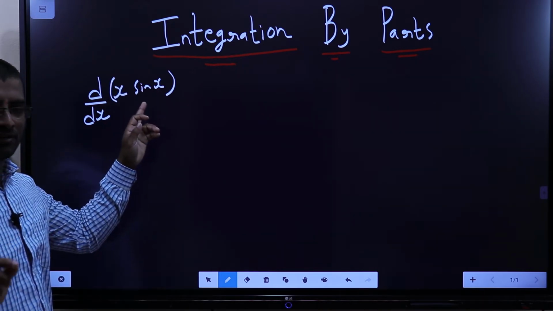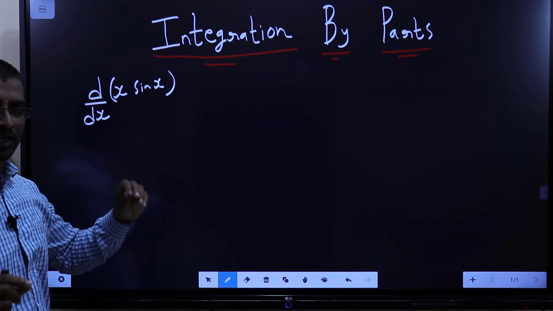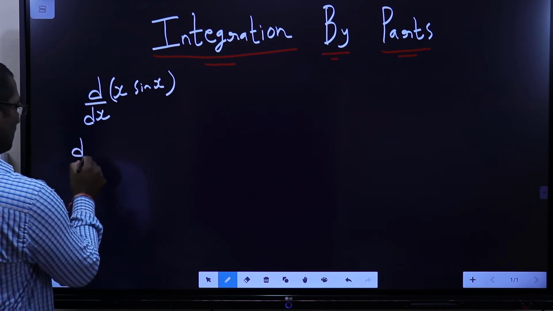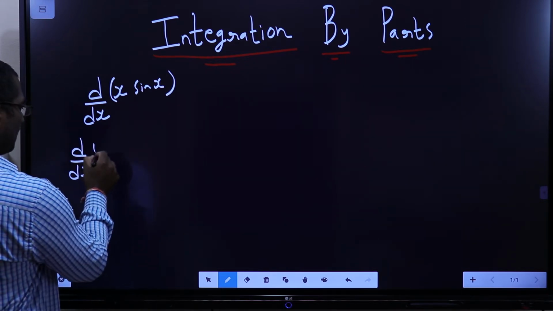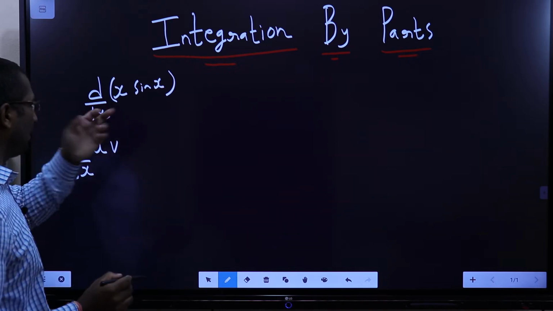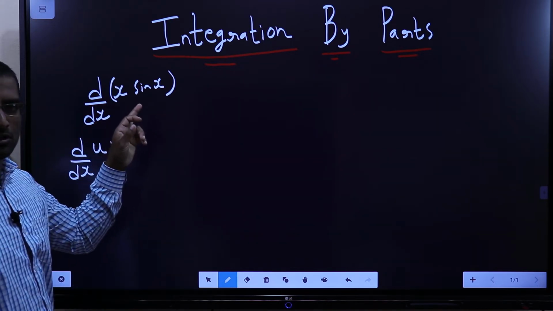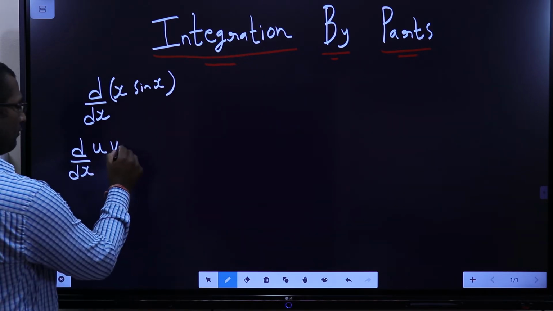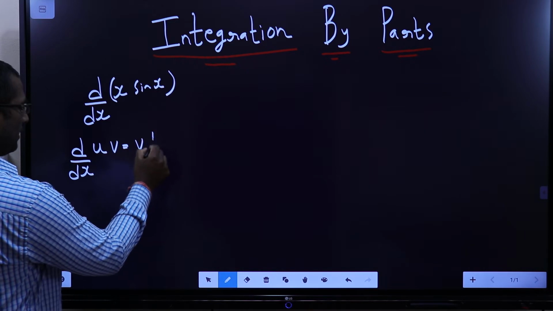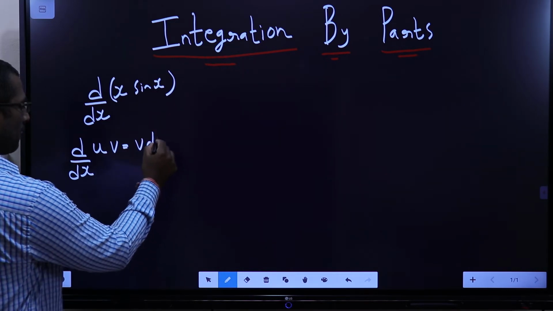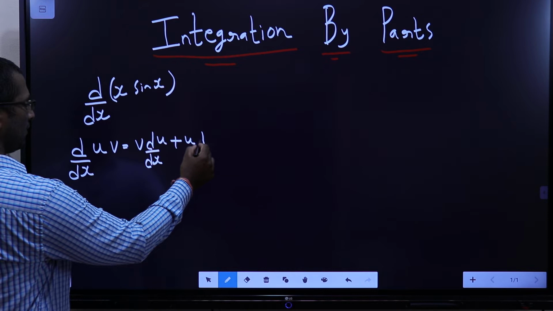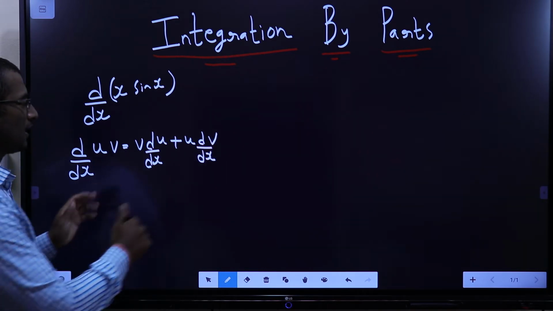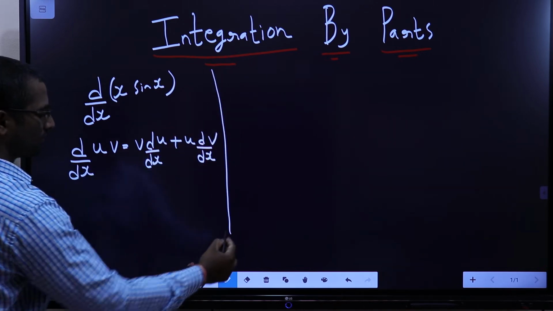Whenever you want to differentiate a product, you need to go with product rule or UV rule. That we used was d by dx of u into v. Out of the given product, one you used to take as u and the remaining one as v. And the formula was v into d by dx of u plus u into d by dx of v. Right, so I am not dealing about that now.